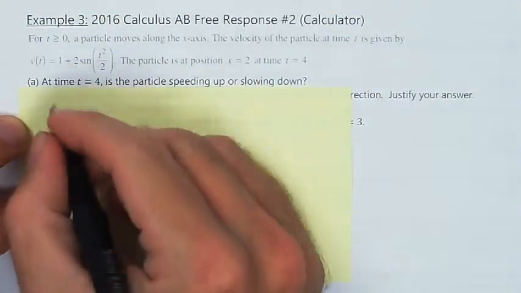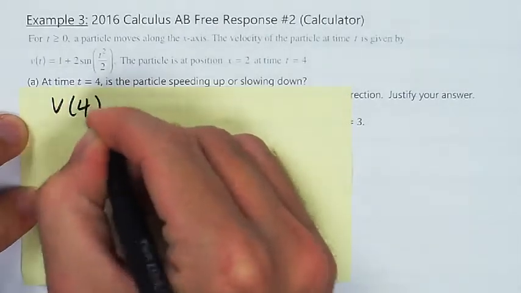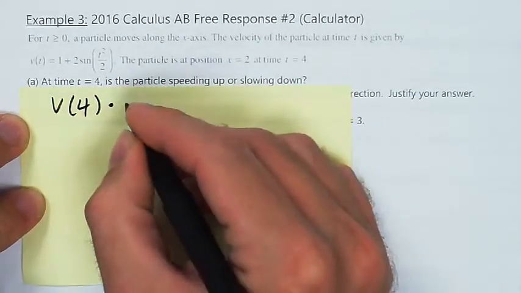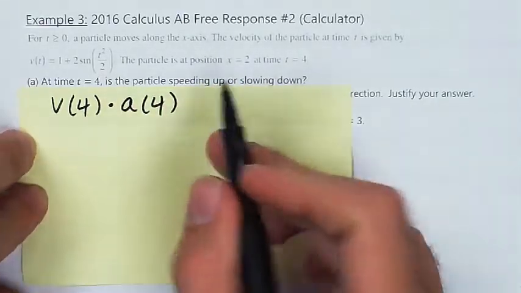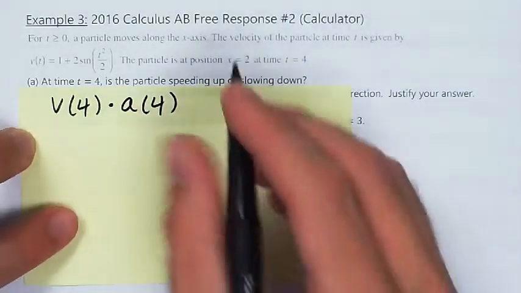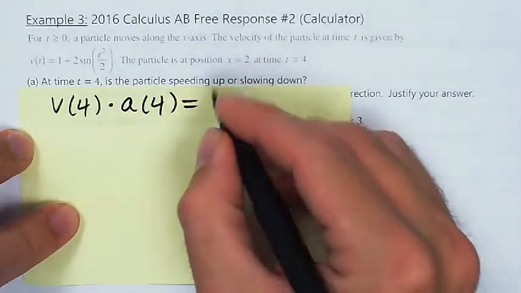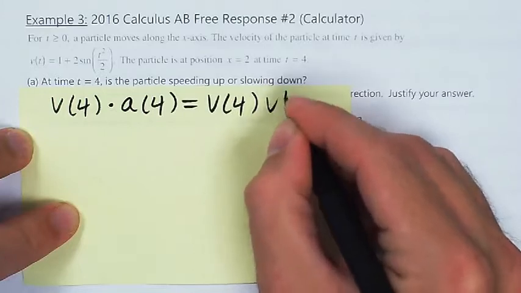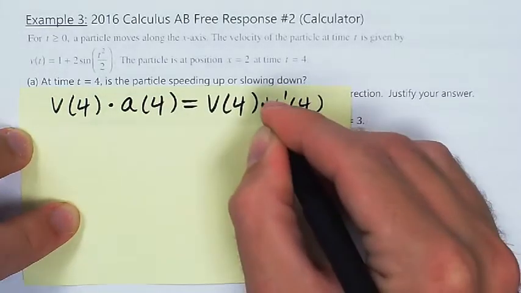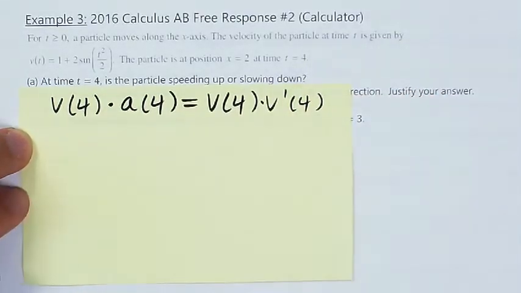All right. So I'm interested in considering the velocity at time 4 multiplied by the acceleration at time 4. Right? If the product is positive, it'll be speeding up. If it's negative, it'll be slowing down. So I'm going to say that's v of 4. How am I going to find acceleration at 4? I'm going to take v prime of 4. I'm going to be taking their product.